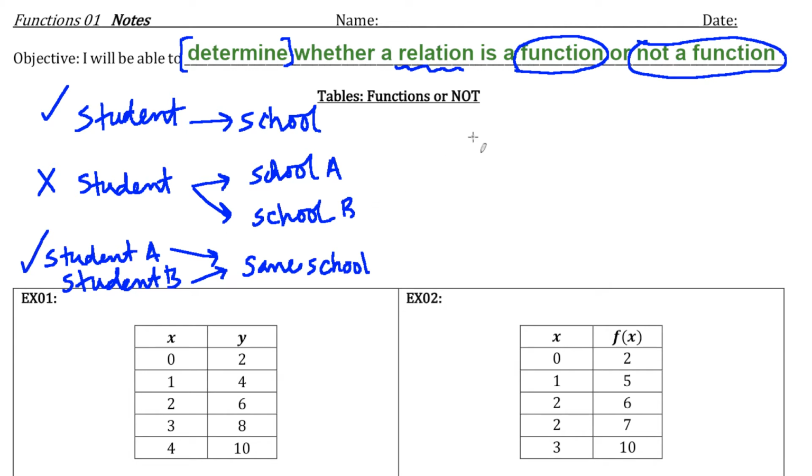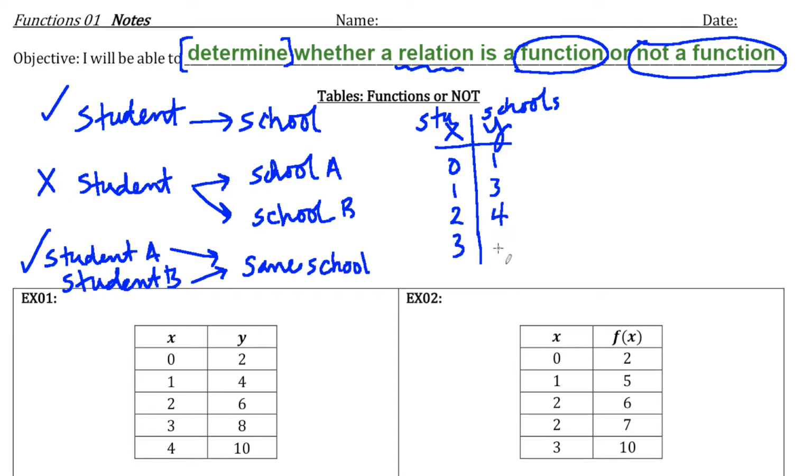So let's think about this. I have a table of x's and y's. So 0, 1, 2, 3. Remember, these are students and these are schools. So student 0 can go to school 1. Student 1 can go to school 3. Student 2 can go to school 4. Student 3 can even go to school 4 again, because these two students can go to the same school. That's fine.